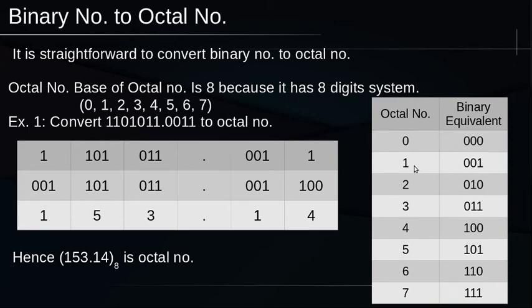We see the chart and find this one here. So we write 1. For 101, we find 5. So we write 5. For 011, we find 3. So we write 3. For 001, we find 1 again. We write 1. For 100, we find 4. So we write 4. So 153.14 is the octal equivalent of this binary number. Very simple.